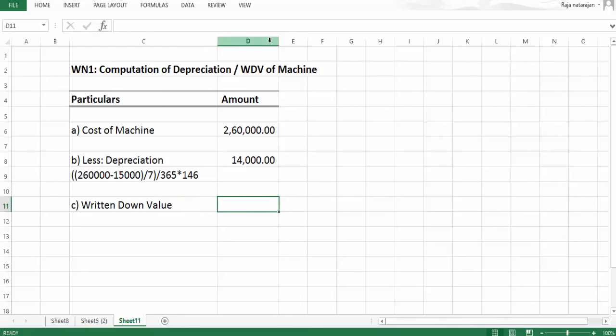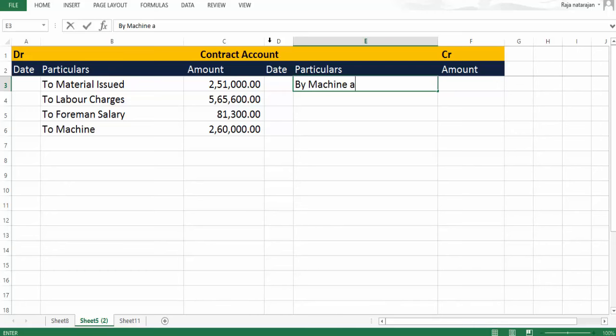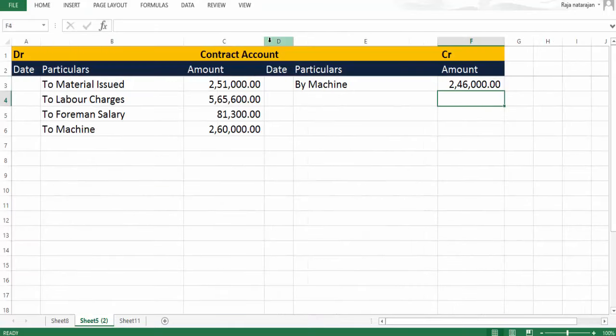So at the end of the project, the machine will be valued at 2,60,000 minus 14,000. So it's going to be 2,46,000. So what we can do in this contract account on the credit side, we can say by machine account, and we can pick up the value from this working note where we'll say 2,46,000. So on debit we have 2,60,000, on credit we have 2,46,000. So automatically the depreciation effect of 14,000 is given to this contract.